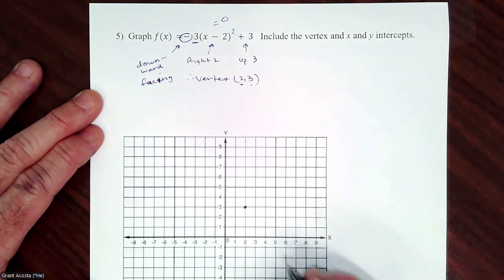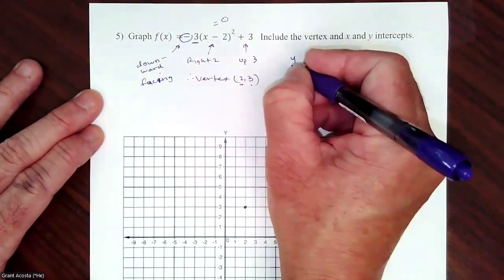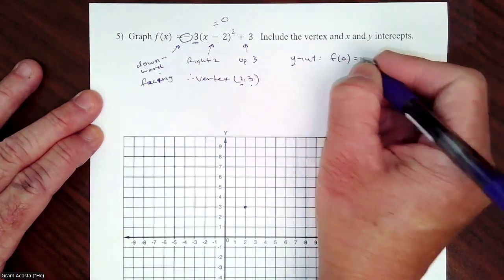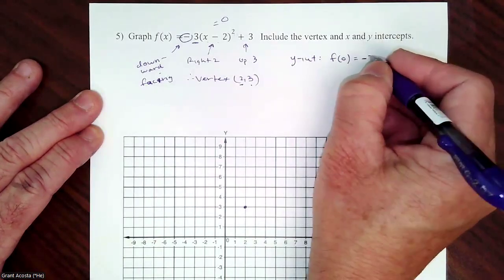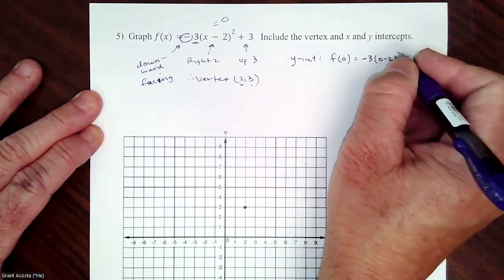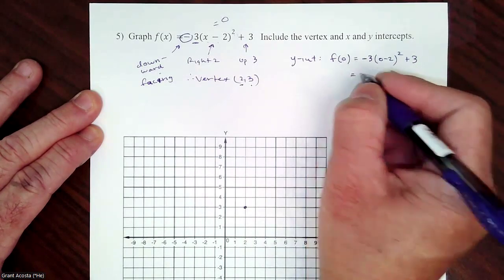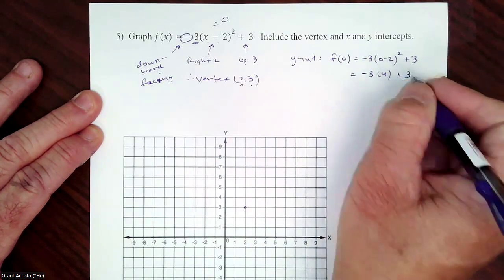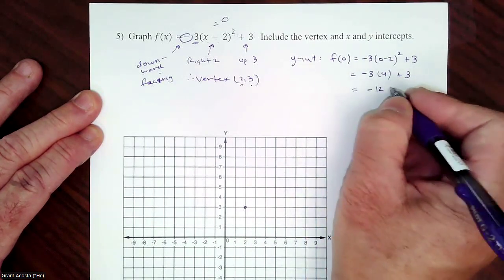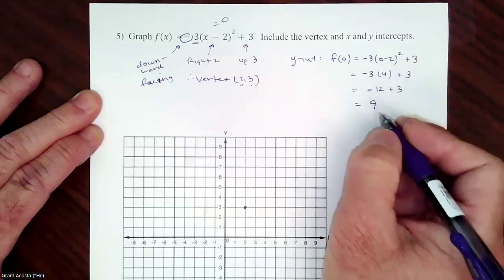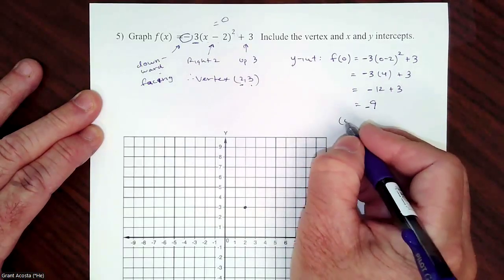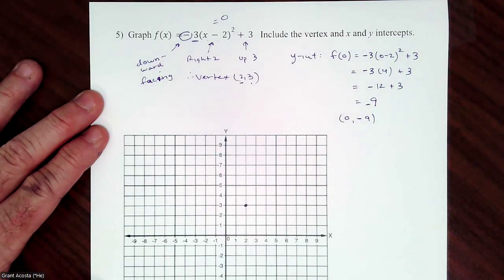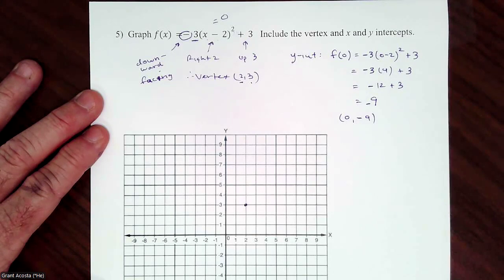But let's get some more points. I know it's going to go this way, but let's find a y-intercept. And as we saw earlier, I can denote that by saying f of 0. That means I'm plugging in 0. Negative 3 times 0 minus 2 squared plus 3. Negative 2 squared is positive 4. That's going to be negative 12. And that gives me negative 9. So my y-intercept is (0, negative 9) here.